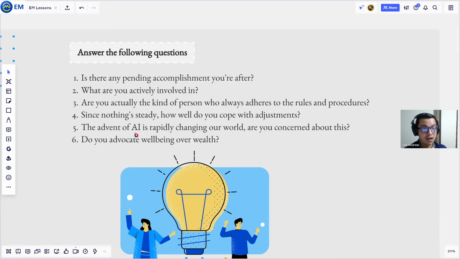The advent of AI, that stands for artificial intelligence, is rapidly changing our world. Are you concerned about this? Do you advocate well-being over wealth?